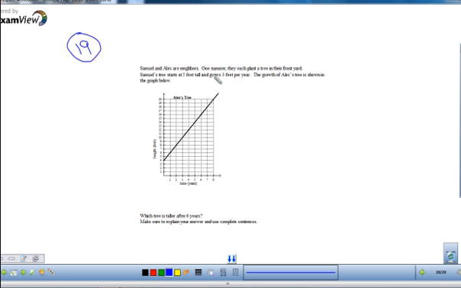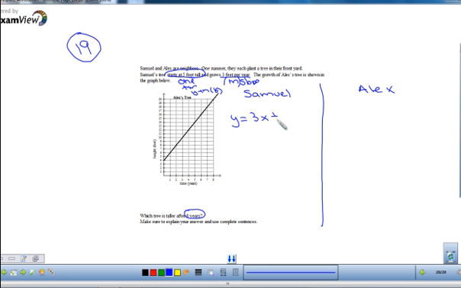Okay, Samuel and Alex are neighbors. One summer, each planted a tree in their front yard. Samuel's tree starts at 8 feet tall and grows 3 feet per year. The growth of Alex's tree is shown in the graph below. Which tree is taller after 6 years? Okay, so we're going to have to do this 2 ways. We have Samuel's tree, and then we have Alex's tree. Well, with Samuel, we're going to have to write an equation. Since it starts at 5 feet, that's my one-time fee. That's my y-intercept. So 3 feet per year is my rate of change, so that's going to be my slope. So my equation is going to be 3x plus 5.